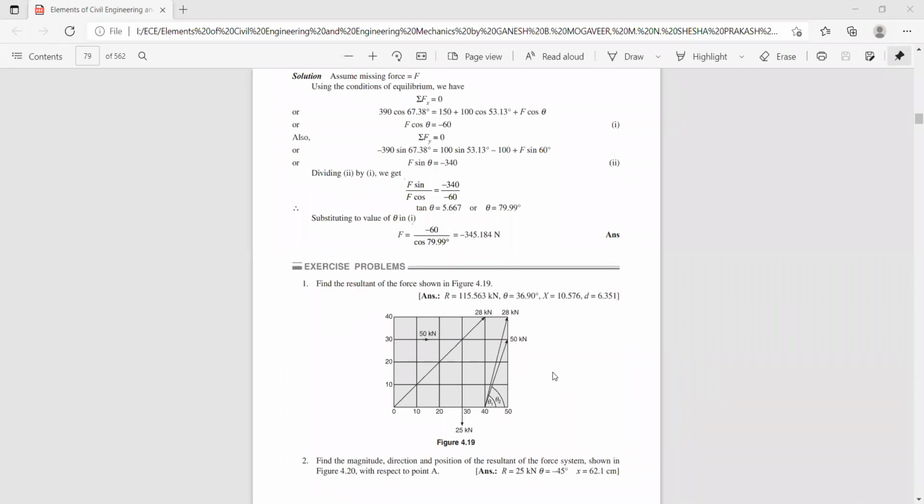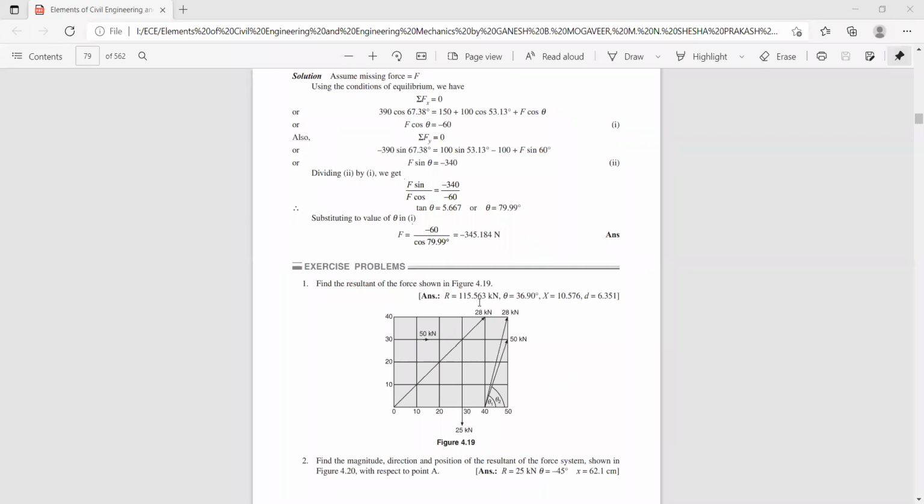Pardon? Tell me. 69.395 kilonewton. Sigma F of x is 92.40. Is it correct? Yes, sir. And sigma F of y? 69.395 kilonewton. Okay. Now you find the resultant value. R is equal to square root of sigma. How much is it? 115.56 kilonewton. You can see here it is correct.